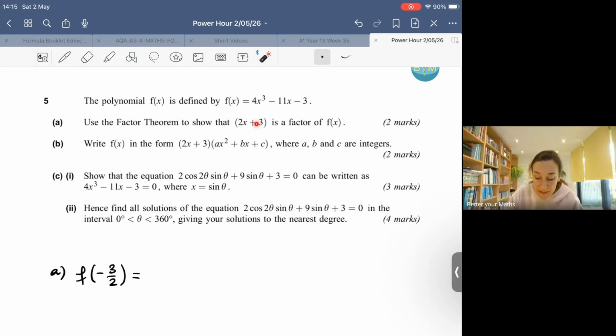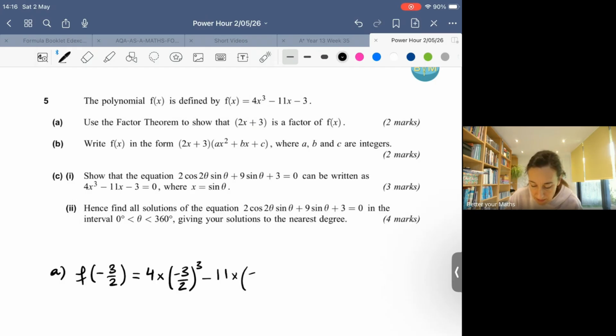So if this is a factor of this function, f of minus 3 halves, so whatever makes this bracket equal to 0 is going to be 0. So what I'm going to do, just substitute so that I show that I know what I'm doing, but I'm not going to waste time with the calculator, yeah? Because if it's a factor, I'm going to believe it, yeah? Please don't waste time substituting this in the calculator. It's going to be 0. But don't skip writing this, yeah?